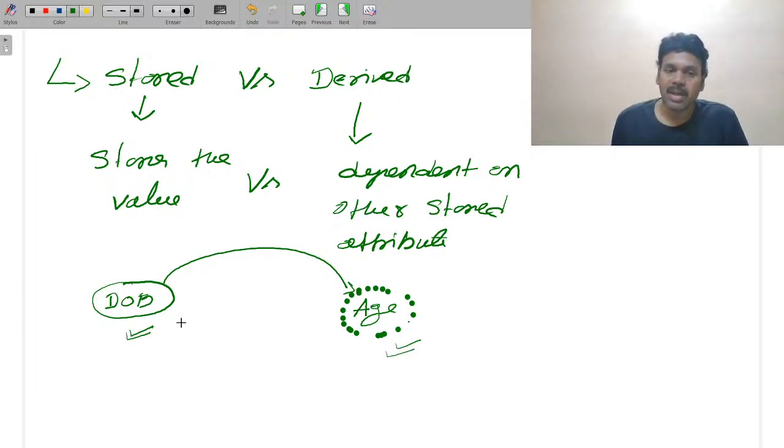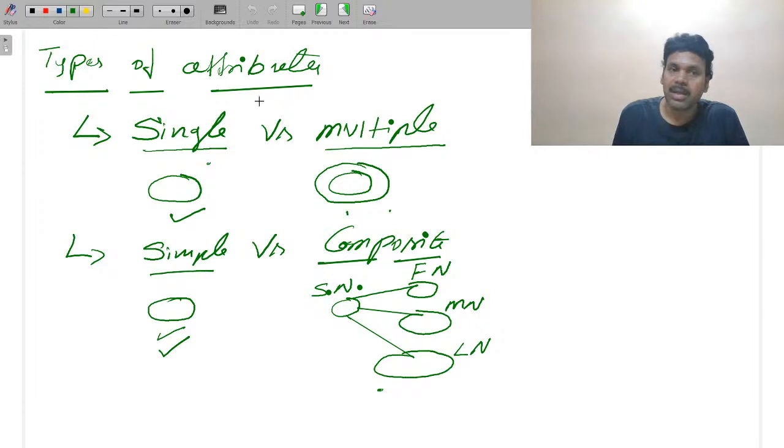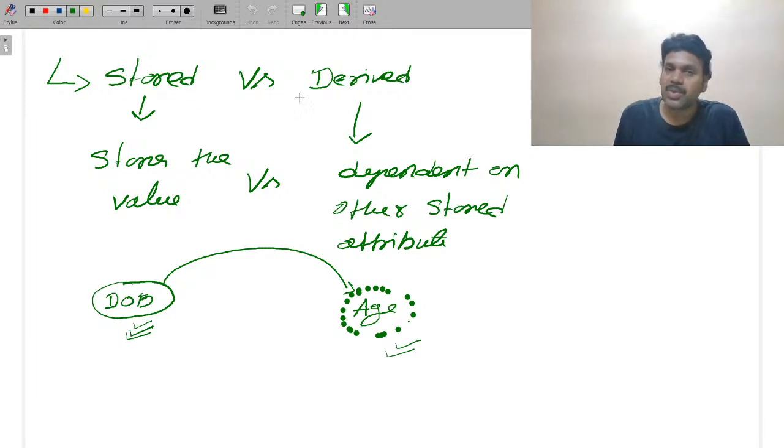Therefore, friends, the ER model allows composite. That means, earlier we learned two more. It allows single, multiple, simple, composite, as well as it allows stored, as well as it allows derived. So this is the stored attribute, and this is the derived attribute. But the relational model is not going to allow derived attributes. A relational model thinks that derived attributes are formulas.